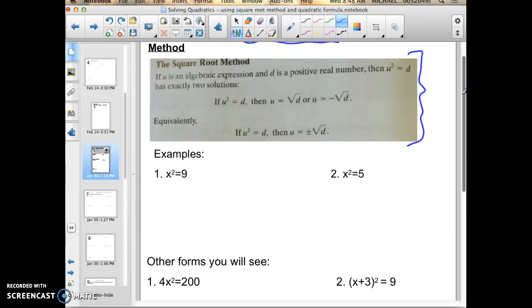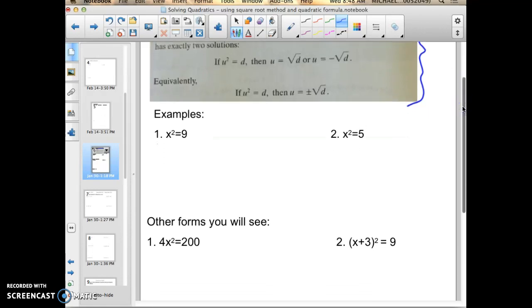Because if you remember, the square root of any perfect square, let's say the square root of 25, equals 5. But it has to be plus and minus 5. Because remember, the positive version of 5 squared, or 5 times 5, equals 25, and also the negative version of 5 squared equals 25. That's why we have two solutions every time we take the square root of a number.